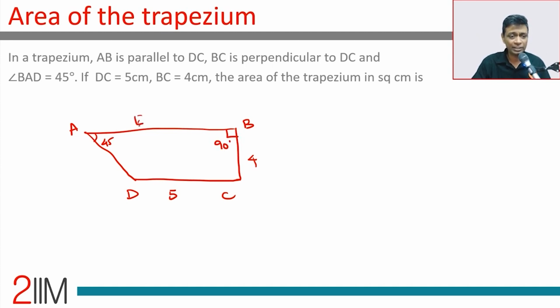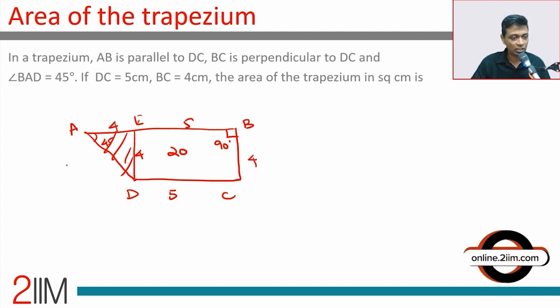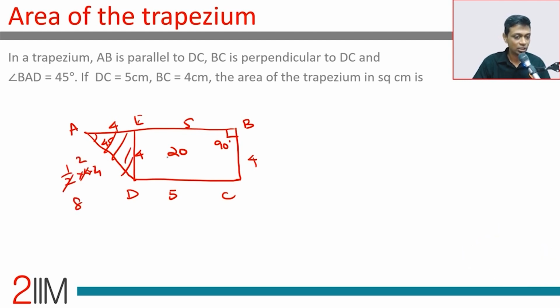Brilliant. I'm going to mark an E here, which makes this a rectangle. This is 4. This is 5. This is 4 into 5, 20. We've got that. After this, it's a walk. Because the moment you know this is 45 degrees, it's an isosceles right angle triangle. This is 4. This is 4. This area is half into 4 into 4, which is 2 into 4, 8 units. This is 20. This is 8. 28 square centimeters.